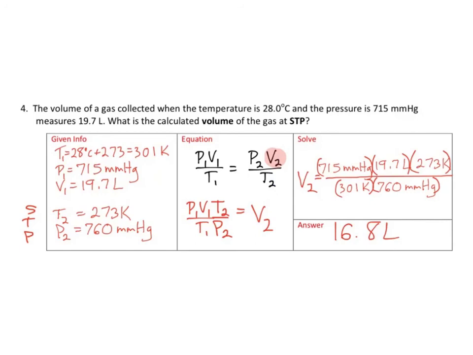In this example, we find that we're given a temperature, a pressure, and a volume. Then it asks for the conditions at STP. At this point, you have to remember that temperature is 273 Kelvin and pressure is 760 millimeters of mercury, or 1 atmosphere, at STP. The unit that we choose for pressure is dependent on the unit that's already been given.